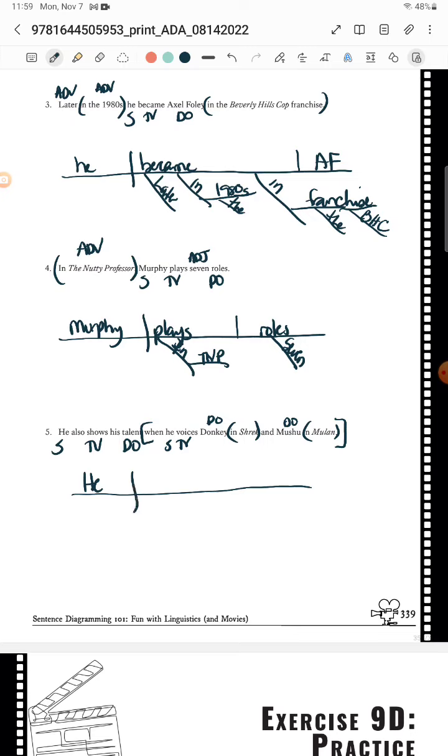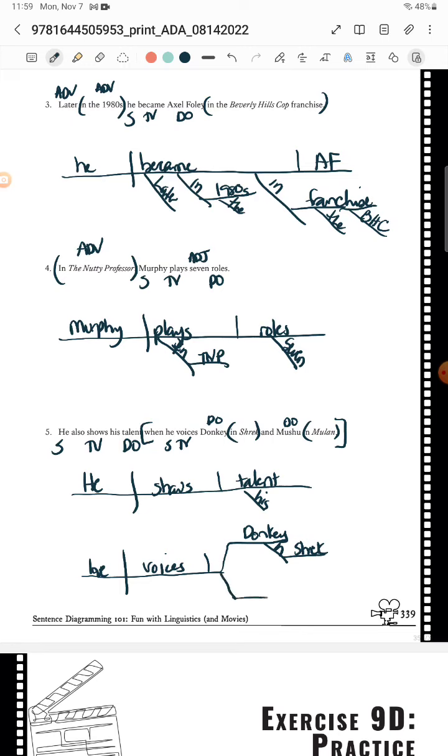Okay, so he, what does he do? He shows, and then what does he show? His talent. Okay, and then he shows his talent when he does what? When he voices. And what is he voicing? He's voicing Donkey. And then Donkey is in Shrek. And he's also voicing Mushu. But Mushu is in Mulan.